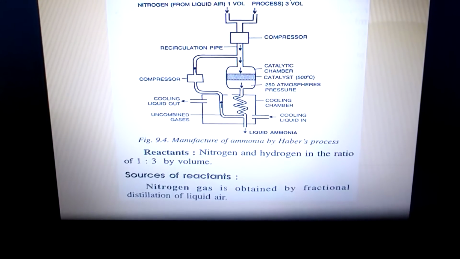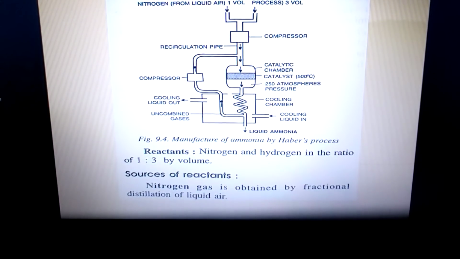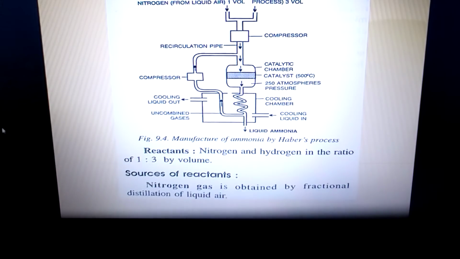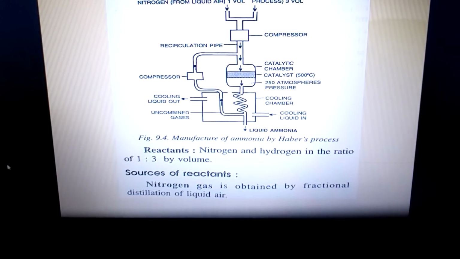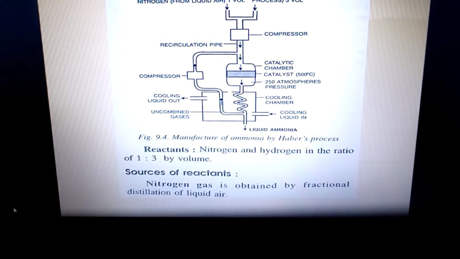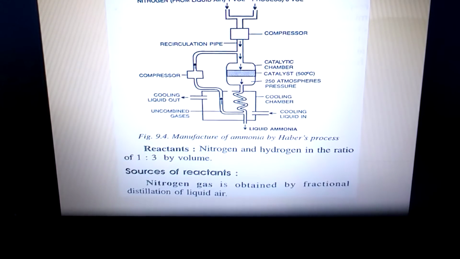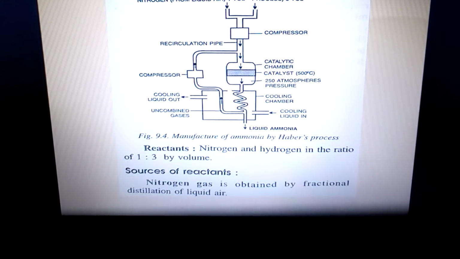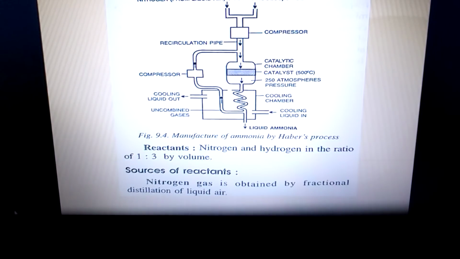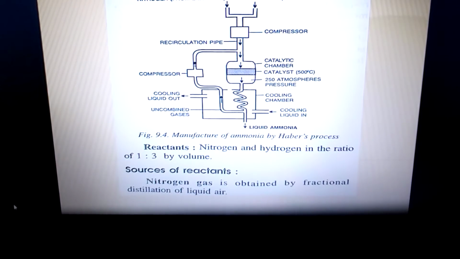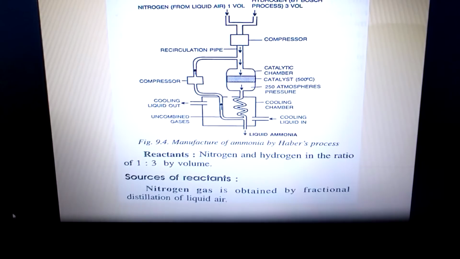After the compressor, you can see the arrows are directing towards the catalytic chamber. In the catalytic chamber, we have the catalyst, and the catalyst required for this process is finely divided iron. We would be requiring a promoter also, and the promoter is molybdenum or Al2O3.